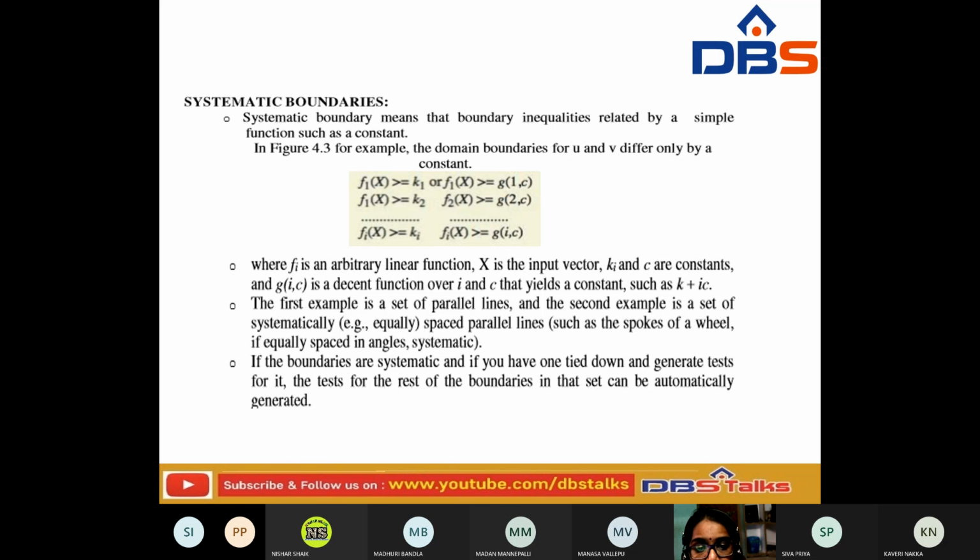Another example is a set of systematically spaced parallel lines. So suppose if the boundaries are systematic, then it will be tied down to generate the test for it. So the test of the rest of the boundaries in the set can be automatically generated.